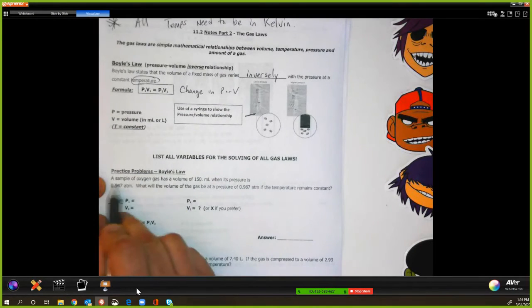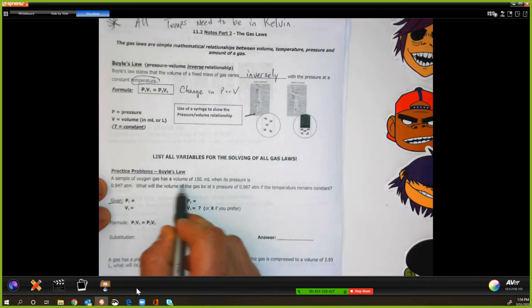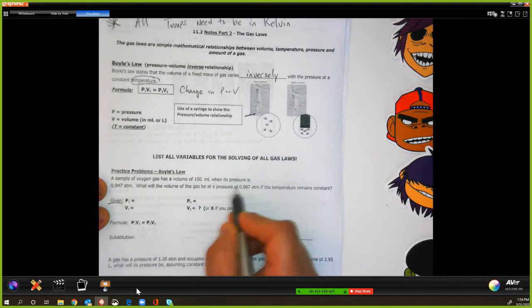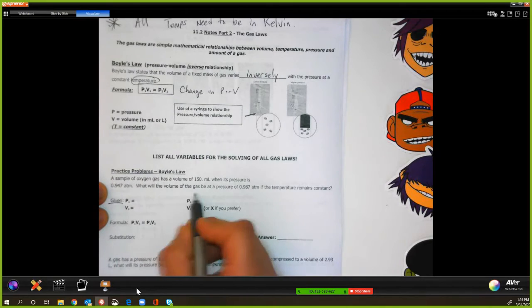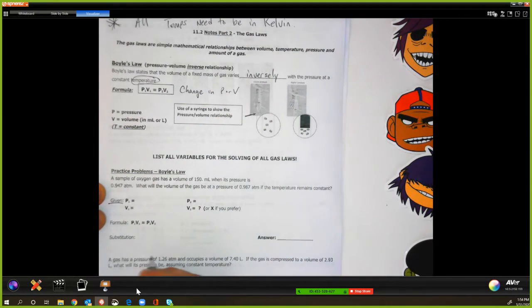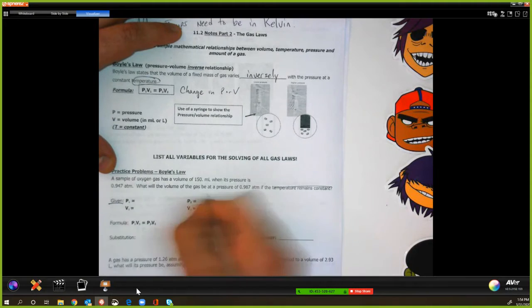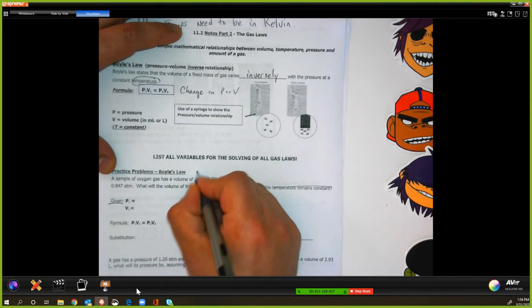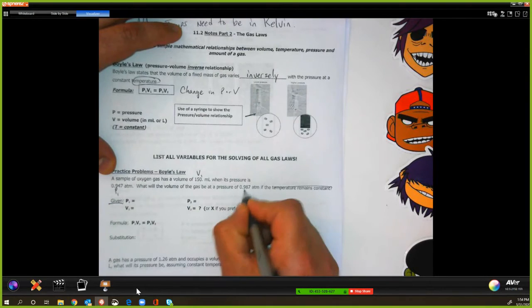It says, a sample of oxygen gas has a volume of 150 milliliters when its pressure is 0.947 atmospheres. What will the volume of the gas be at a pressure of 0.987 atmosphere if the temperature remains constant? So temperature is constant, so that's not going to be an issue. You have your V1 here. This is your P1 there, and this is your P2.